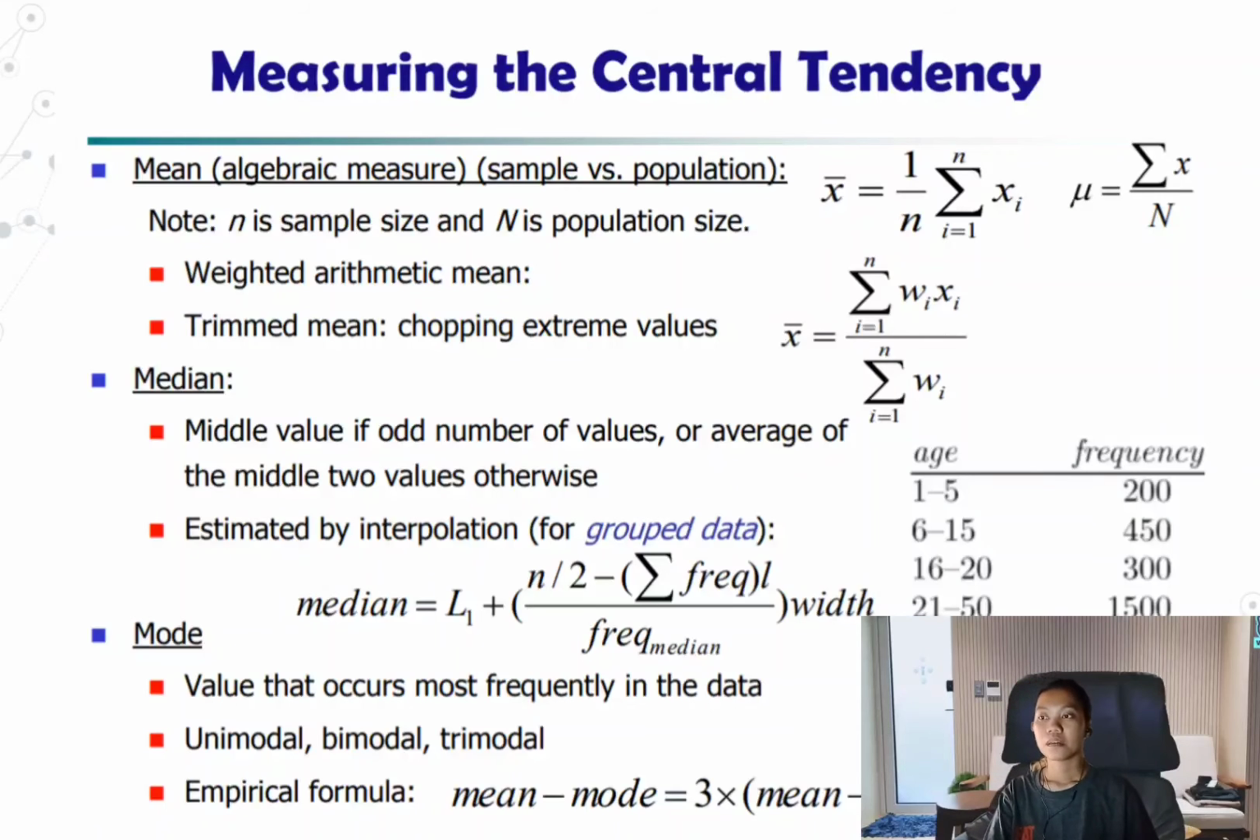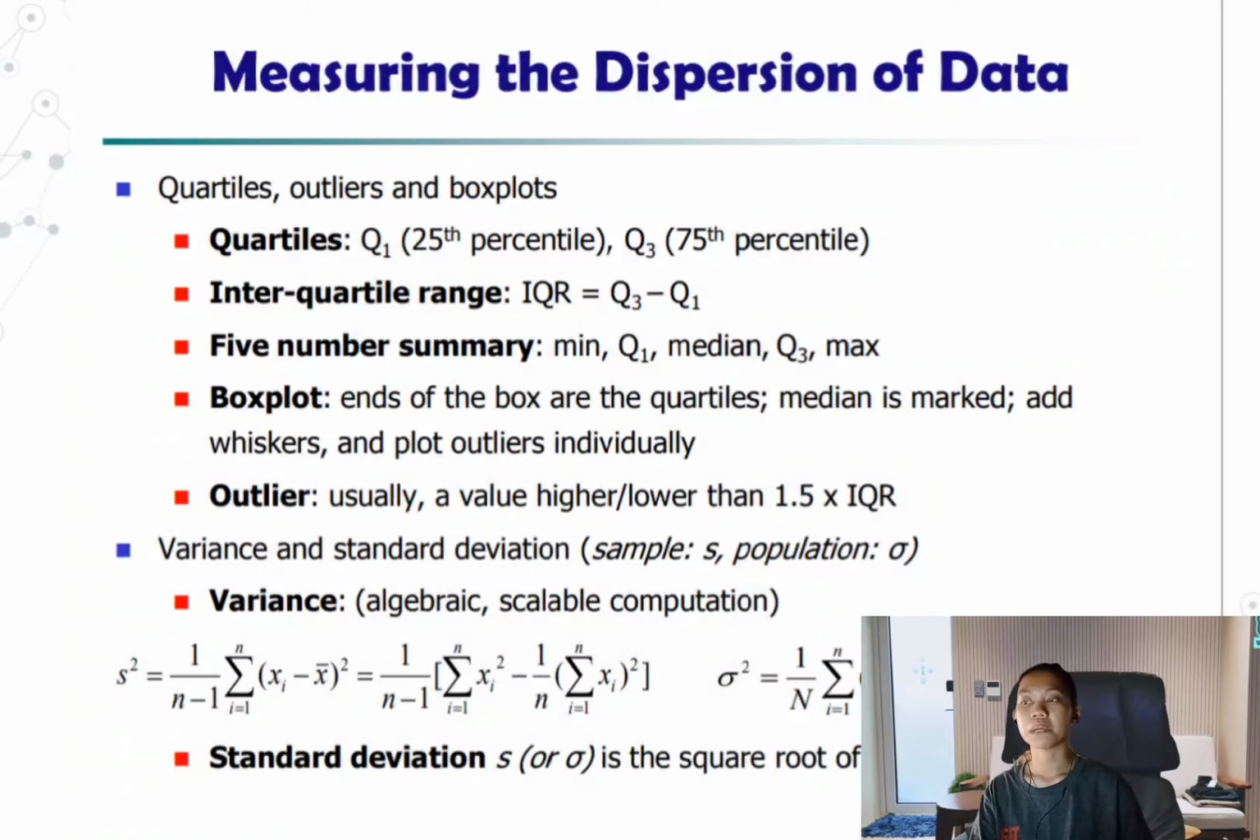Next, we have measuring the dispersion of data: quartiles, outliers, and box plots. Quartiles: Q1 is the 25th percentile, Q3 is the 75th percentile. The interquartile range, IQR, is equal to Q3 minus Q1. The five-number summary is minimum, Q1, median, Q3, and maximum. In a box plot, the ends of the box are the quartiles, the median is marked, whiskers are added, and outliers are plotted individually.